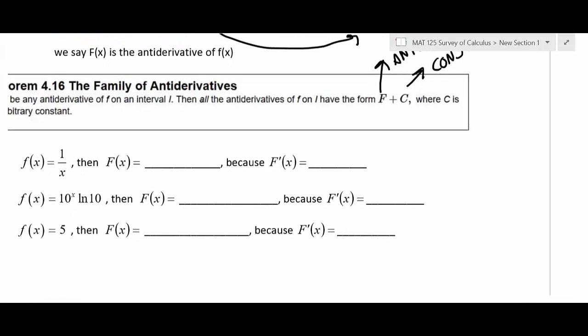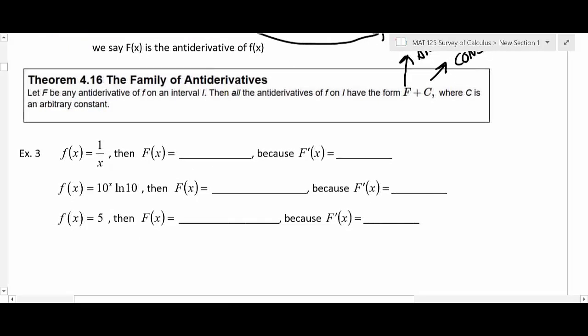Let's see how many of these we know. Again, I'm trying to keep them fairly simple for now. What would be the antiderivative of 1 over x? ln x plus c. Now, a little picky detail, when you do this, you have to say ln of absolute value of x plus c, and the reason is because you can only do a logarithm of a positive number.